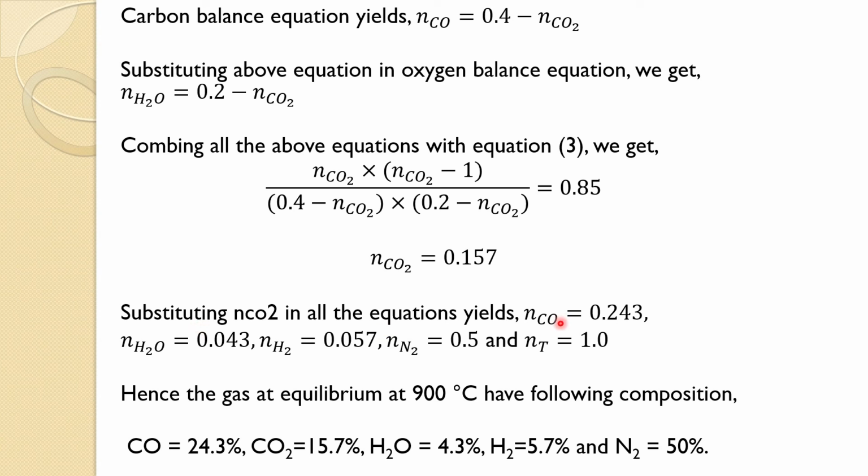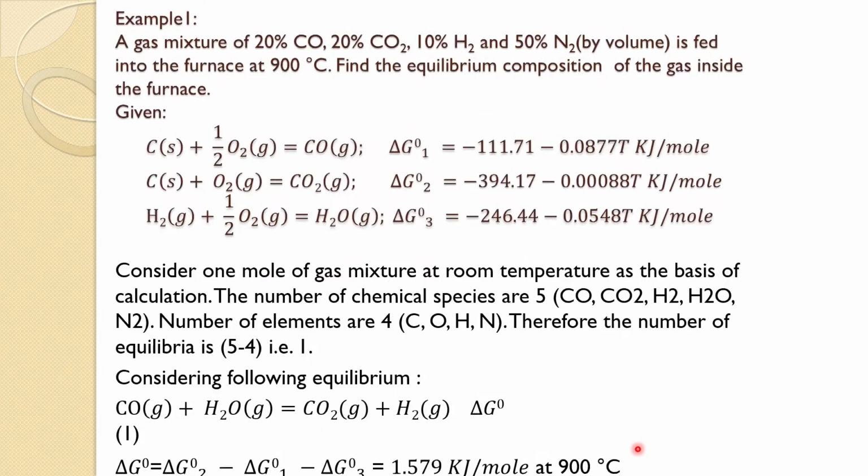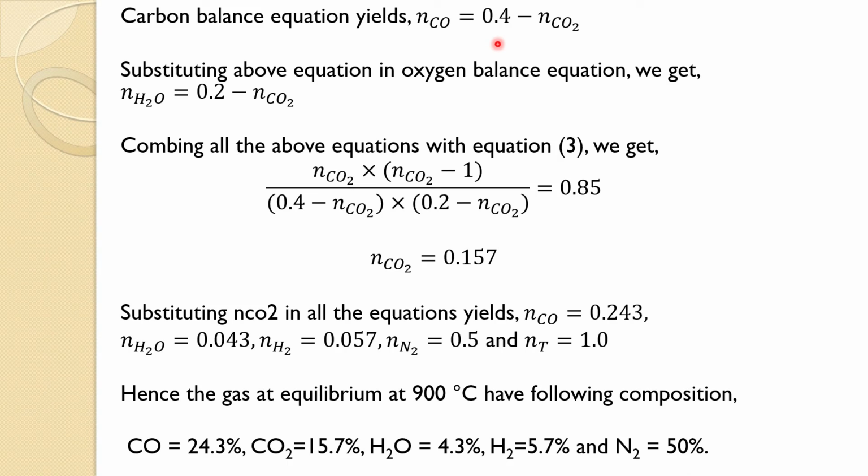Here you can get the number of moles for CO, then from the other equations the number of moles for water, hydrogen, and nitrogen, and the total will add up to 1. So, total number of moles is 1. Once you know the number of moles, you can convert it into the percentage of the gases. So, CO 24.3, CO2 15.7, water is 4.3 and hydrogen is 5.7, and nitrogen does not react, so it would be the same at 50%. That would be the composition of the gases at equilibrium.